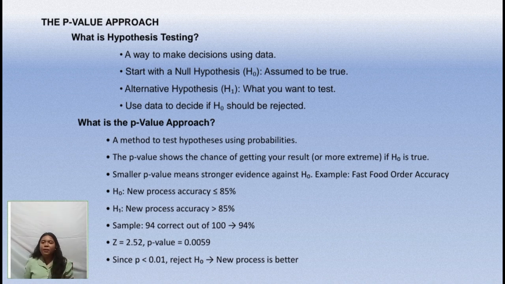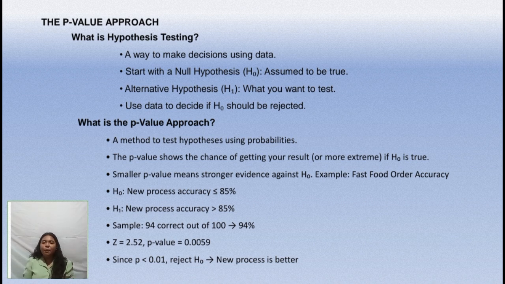So here is a step-by-step process. Step 1 is to set the hypotheses. We will perform a one-tailed hypothesis test, and the null is p less than or equal to 0.85, meaning the new process is not better or is the same. And the alternative hypothesis is p greater than 0.85, meaning the new process is better.